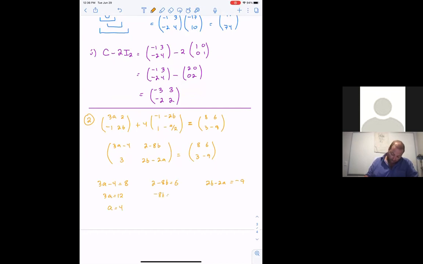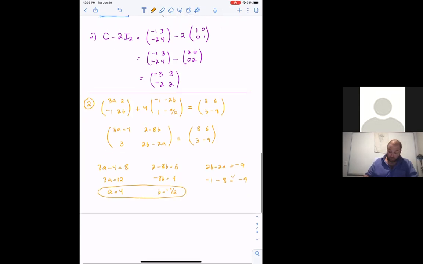-8B equals 4, so B is -1/2. And now we just check: 2 times -1/2 is -1, minus 2 times 4 is 8, does in fact equal -9. And therefore, these two numbers do in fact work, and the problem is complete.